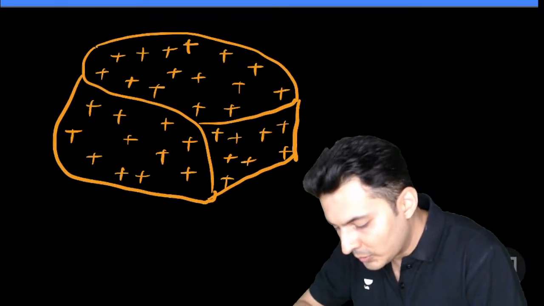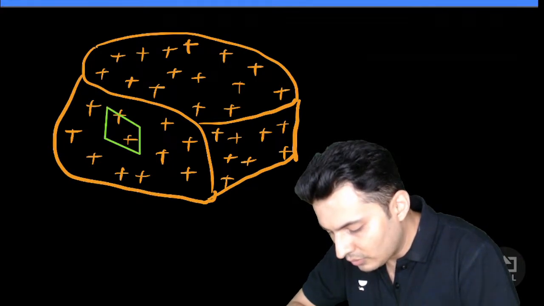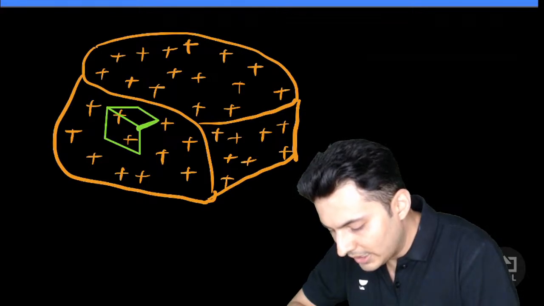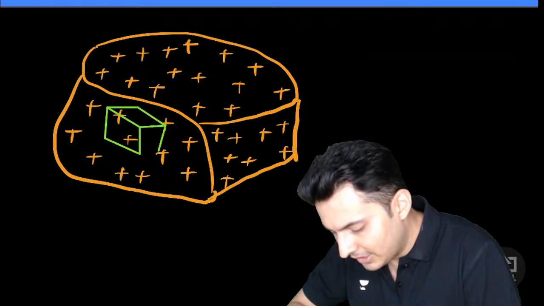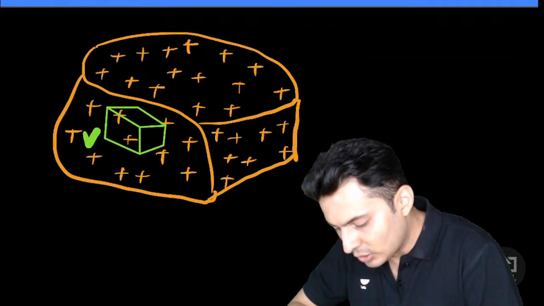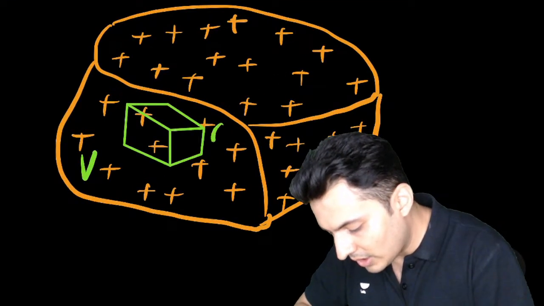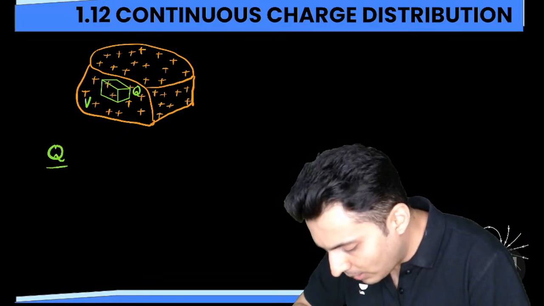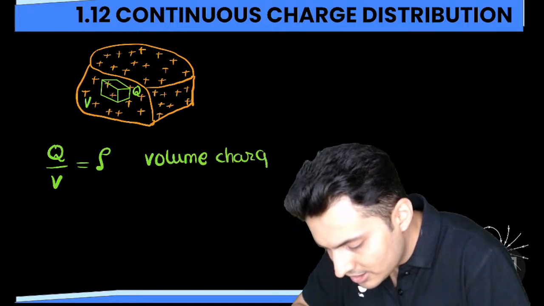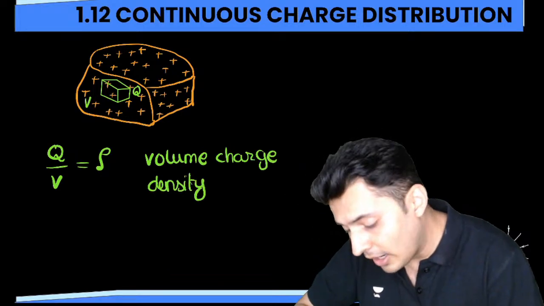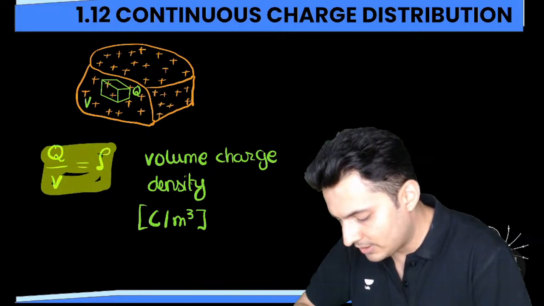Then in such a case, you take a small unit volume, and in that particular unit volume, you assume that the total charge is Q. So that Q by V will be rho. It is called volume charge density, and the unit obviously will be coulomb per meter cube, because it's volume. So that's the last type of charge distribution.